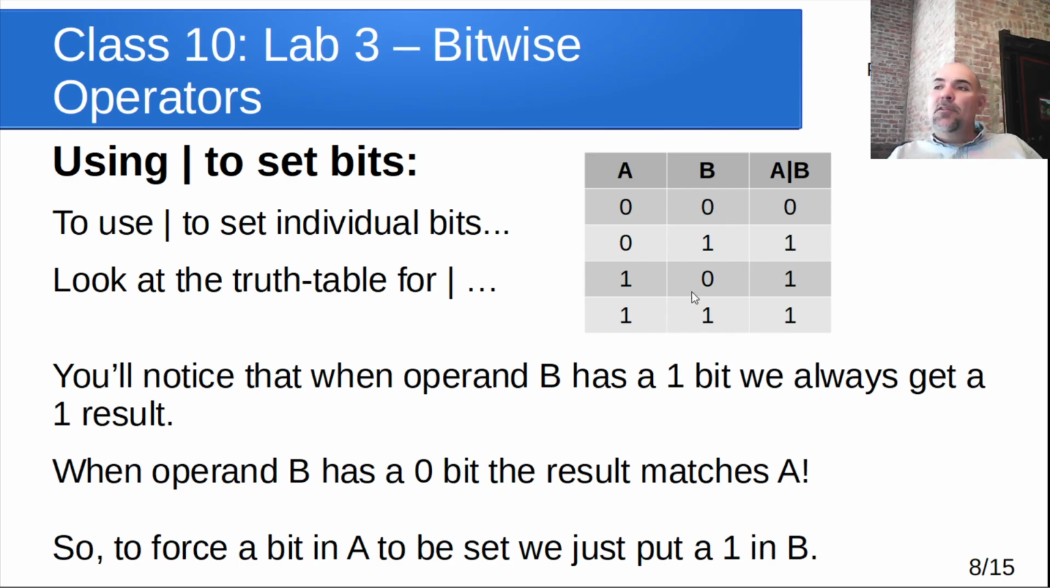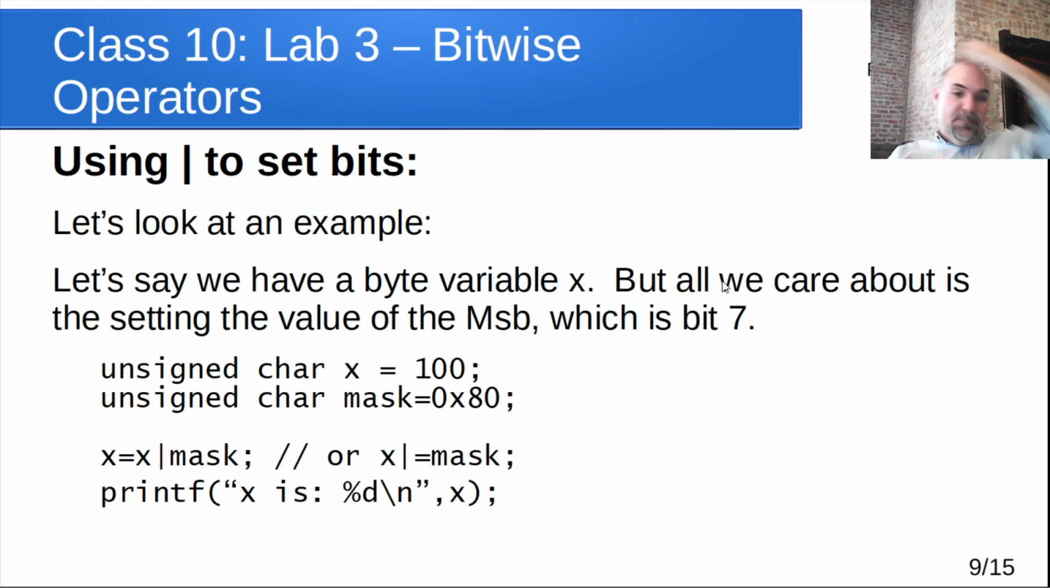So it's very similar to what AND does, but it's forcing 1s through wherever B is a 1, and it's passing through whatever was over here whenever B was a 0. So to force a bit in A to be set, we just put a 1 in B, and to leave it untouched, we put a 0 in B. All right, let's look at an example for that one.